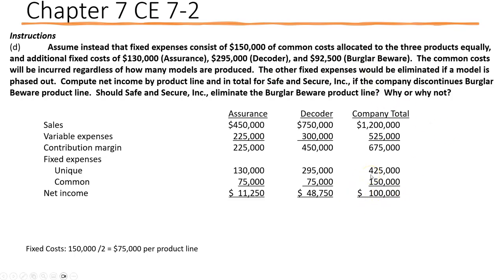So under this scenario, with less common fixed costs, we are able to say, let's eliminate that product because it's not profitable. And if we eliminate it, we increase the total profit of our company, going from $90,000 to $100,000.